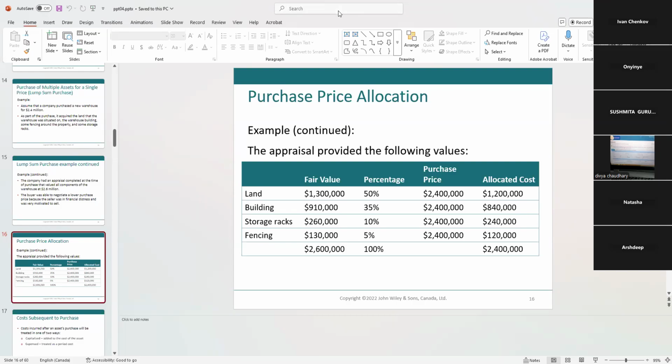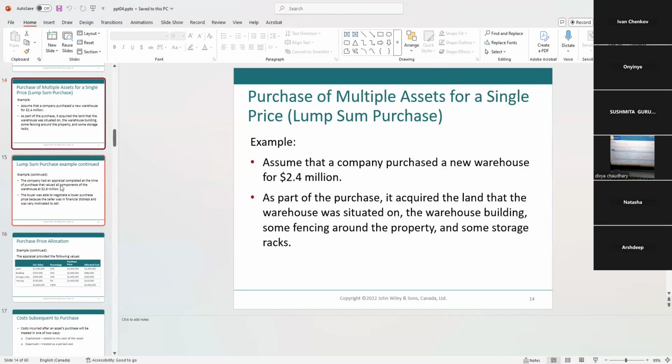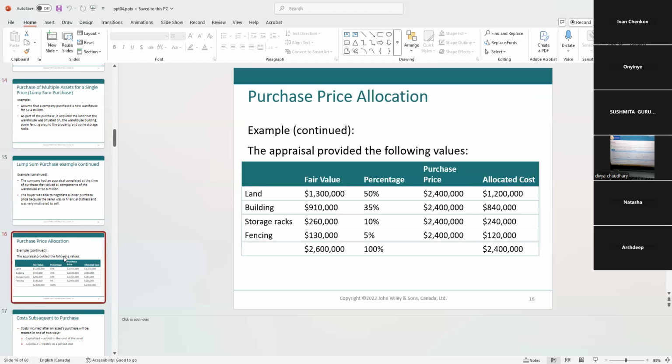So if I understood you correctly, it's the cost of the asset less the discounts that we received, in a percentage allocation, giving us the allocated cost. So listen, we did this in class. You had to do this in your assignment. I remember we did this in your assignment as well. Yes. So I want you to repeat this one in this case. Okay.